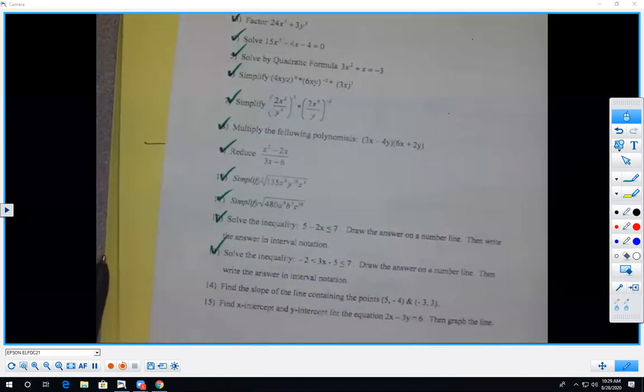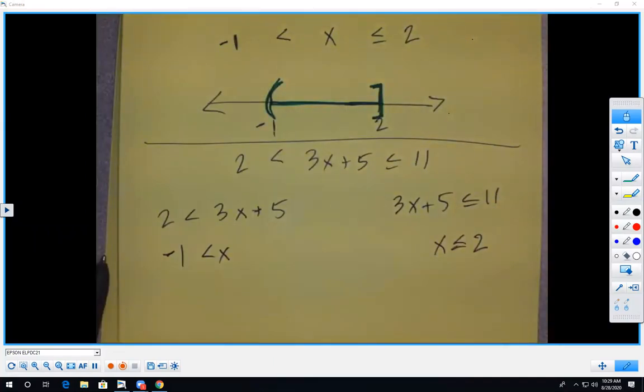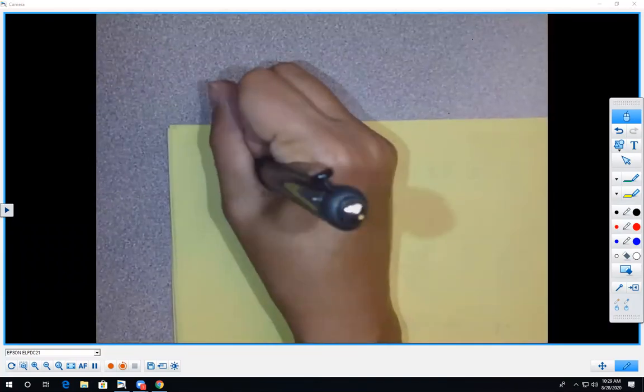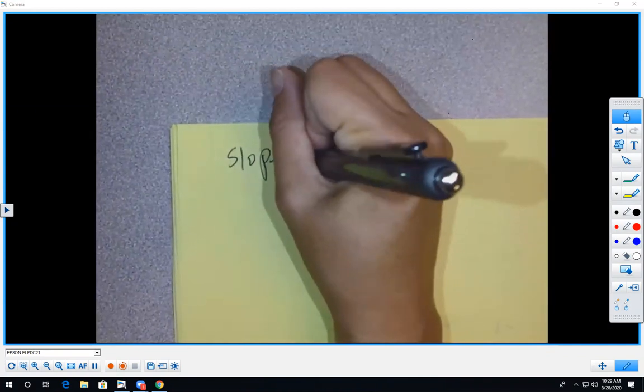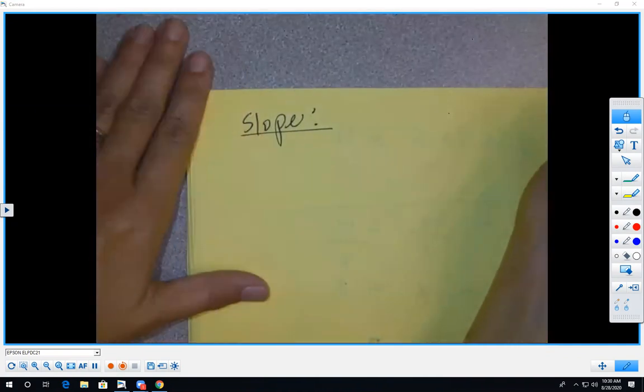Two more. Slope and x and y intercepts. Let's go over slope first. To find slope of two ordered pairs, we need a formula. What's the formula for slope?